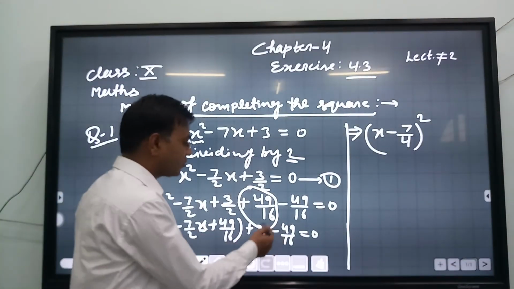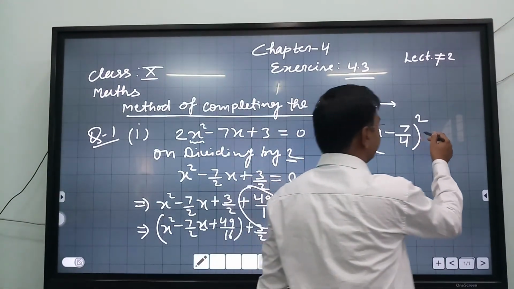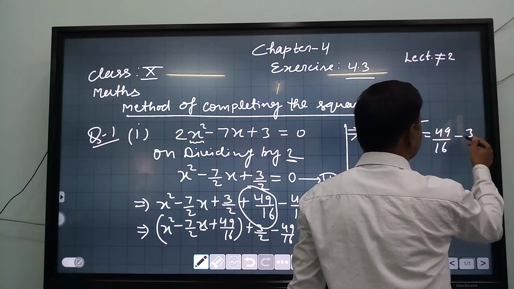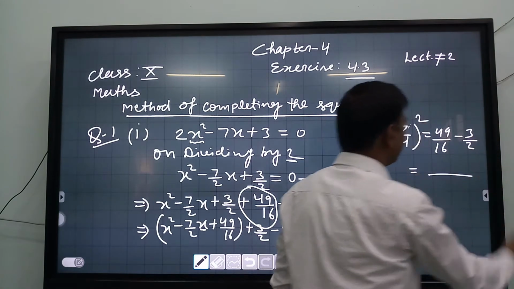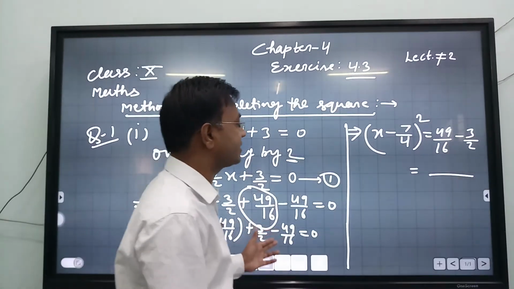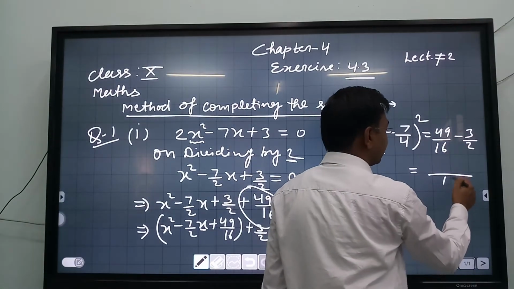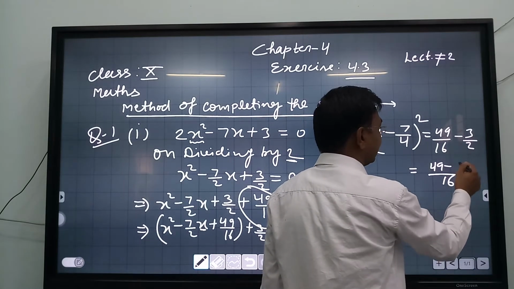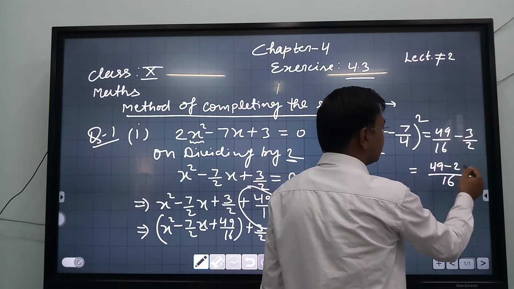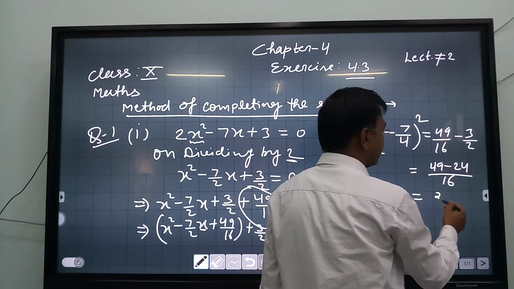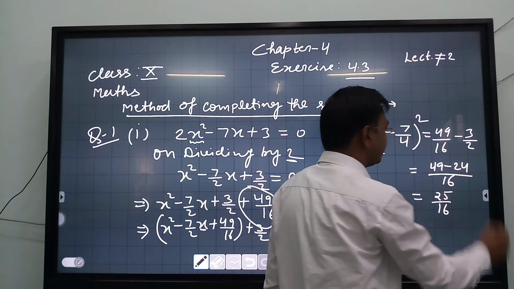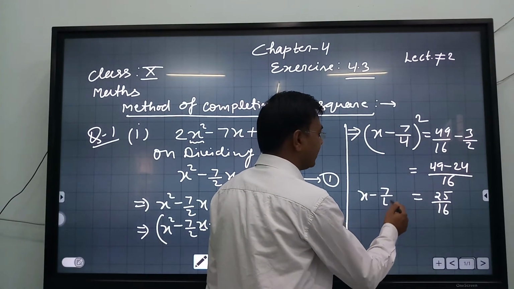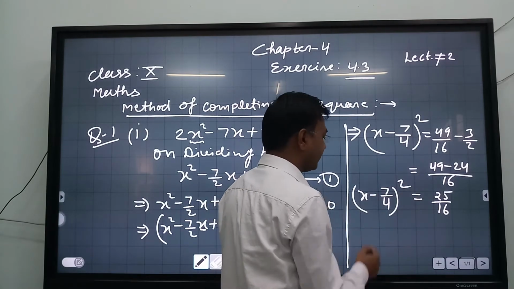And now this constant has to be shifted to the right hand side. So this is 49 by 16 minus 3 by 2. Transposing the terms from left to right, the sign gets reversed. Sign changes. Now take LCM 16. So 49 minus 24, and this becomes 25 by 16. x minus 7 by 4 whole square, right?